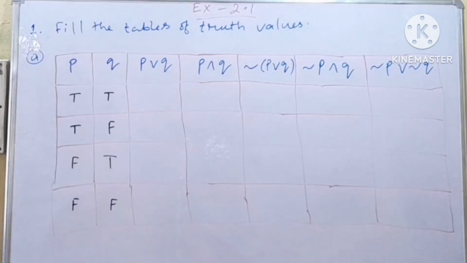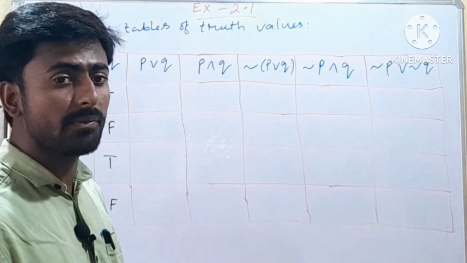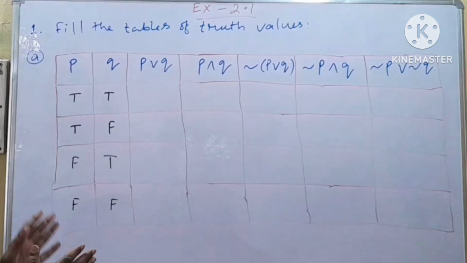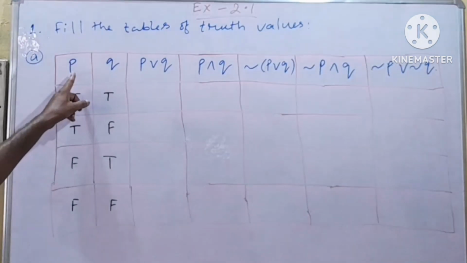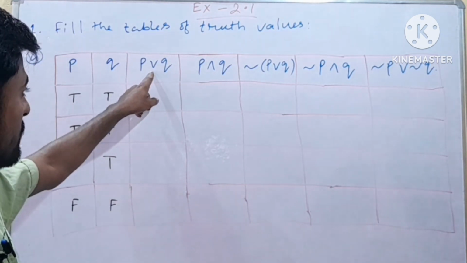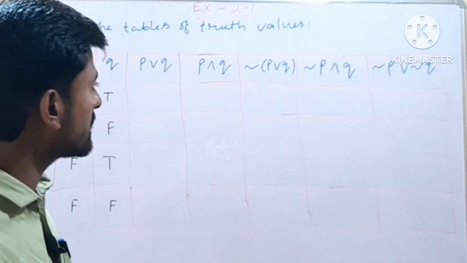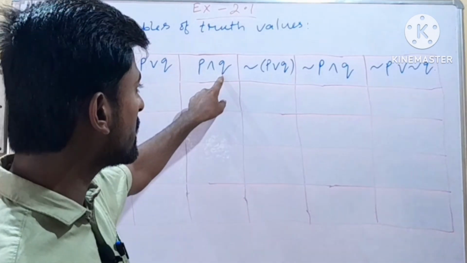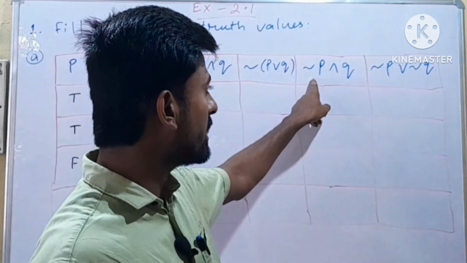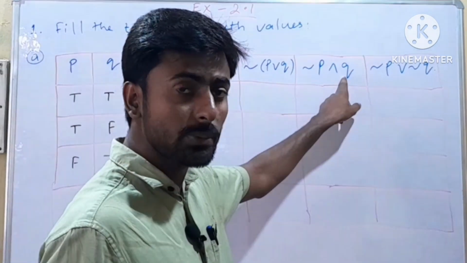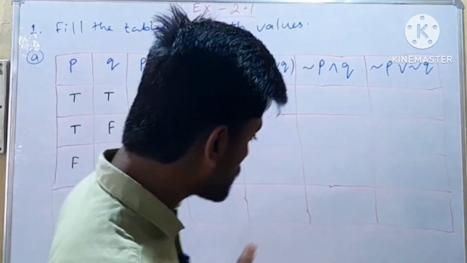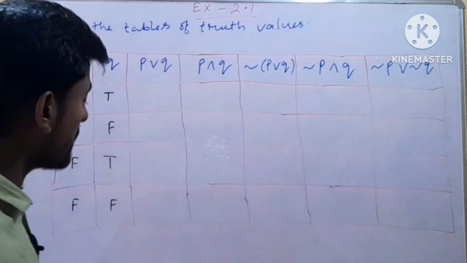Here number 1, a table is given. We have to fill this table. So let's first we see the table. Here two statements P and Q are given. That is in third column we have here P disjunction Q, then P conjunction Q, negation of P disjunction Q, negation of P conjunction Q, negation of P disjunction, negation of Q. So we have to fill this table.